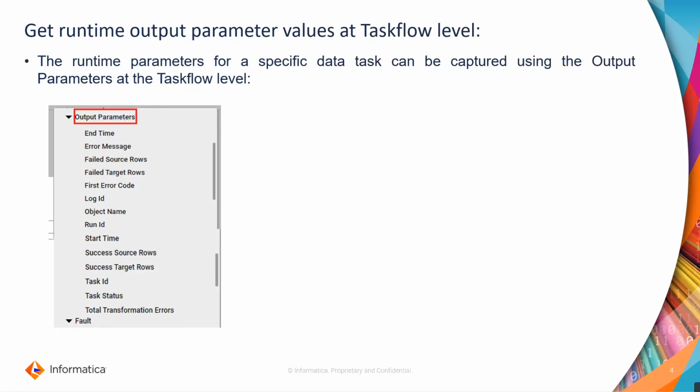So how do we get those runtime parameter values at task flow level? The runtime parameters for a specific data task can be captured using the output parameters at the task flow level, which is shown below. I will talk more about it when I go to the demo, and I will show how we capture these output parameters at task flow level.